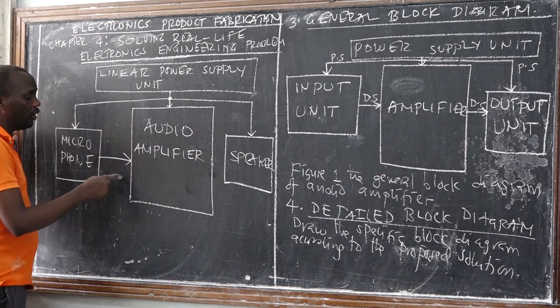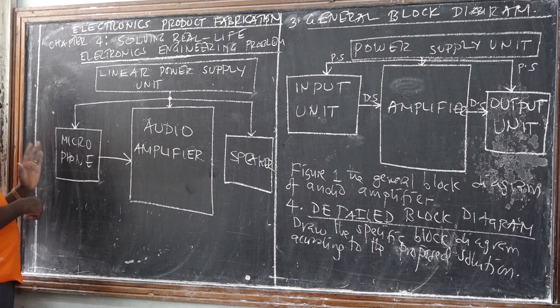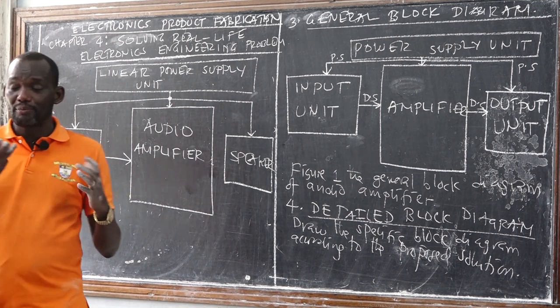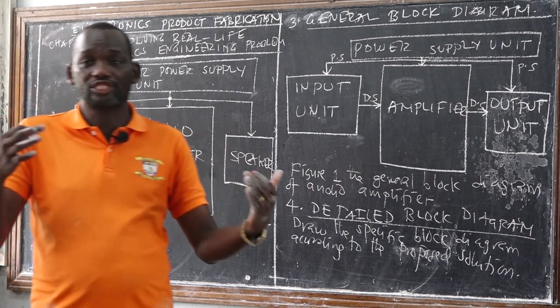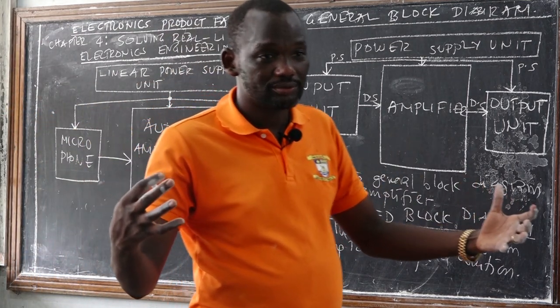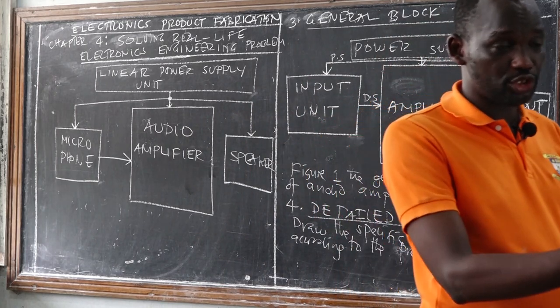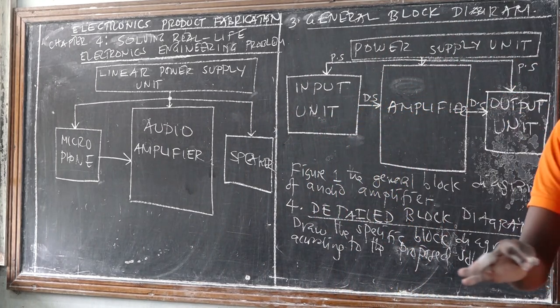Okay, so this is audio. Remember that the microphone receives a mechanical signal. For instance, this microphone receives a mechanical signal, which is rarefaction and compression. We learned this in waves, the first topic of Physics Form 4.